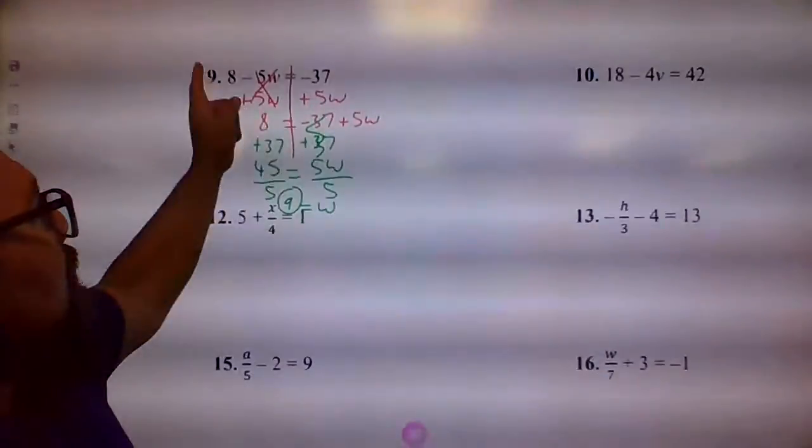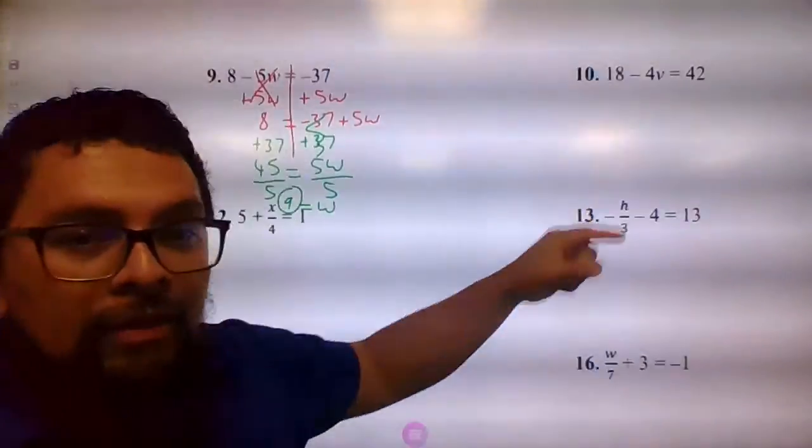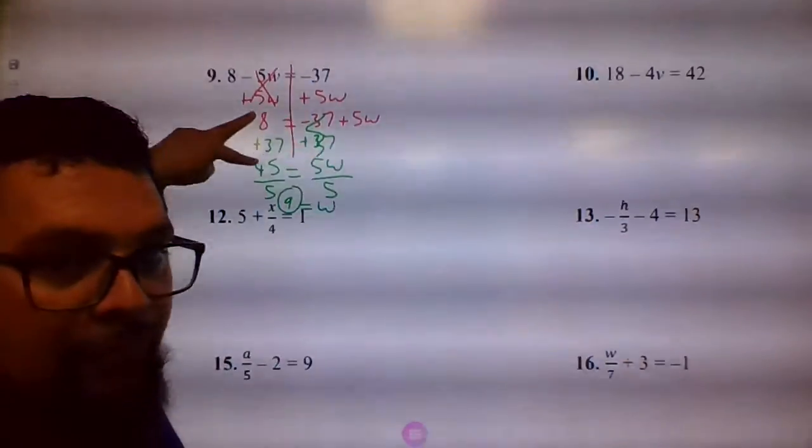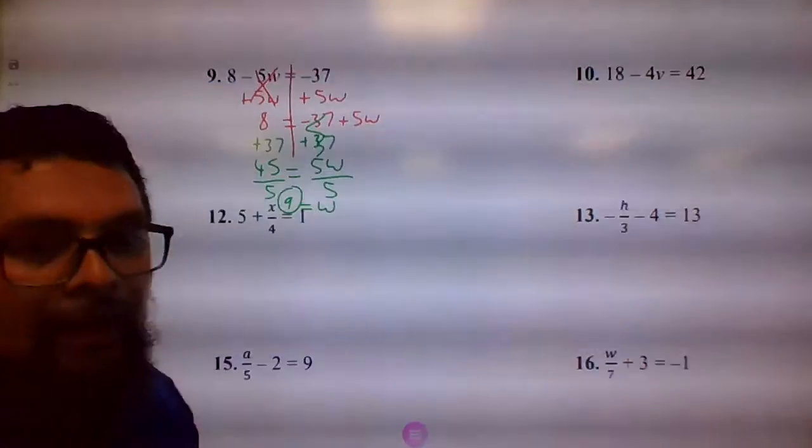So the way I did number 9 is how you're going to do number 10. Okay, so I showed you a way to do it. So I showed you 2 different ways to do this one. You can do that one like that as well. Okay?